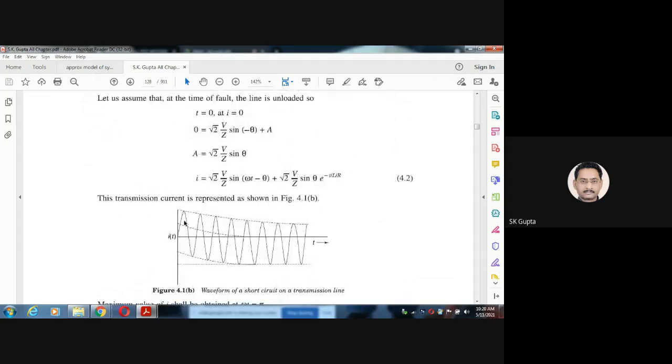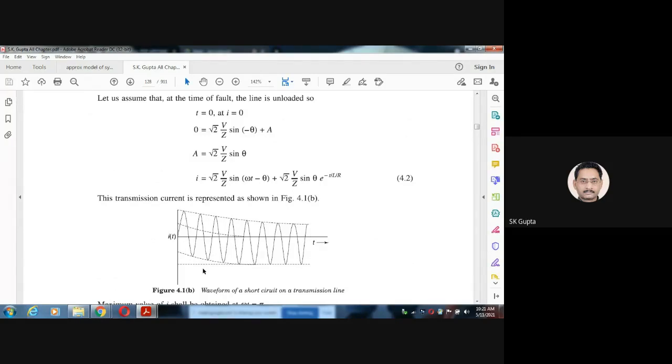This is the transient current. You can say this is the transient DC current, and this is the steady state current, and the sum of this steady state and this transient is like this. If you see, this current decays. Finally the DC component decays. So this is the net current.